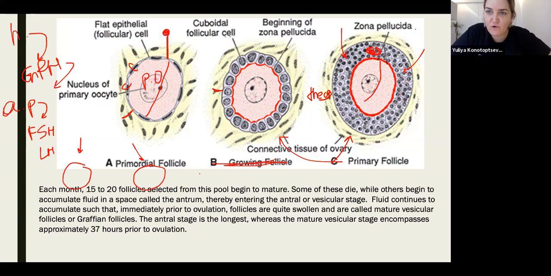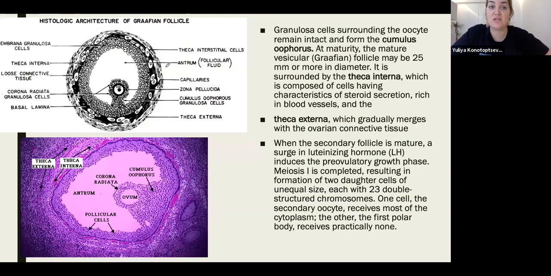Okay, so secondary follicle will have just a little tiny space right here that is surrounded by the granulosa cells. Last class, I told you that 15 to 20 of the follicles are the chosen ones. 15 to 20 can reach the secondary follicle stage, but only one of them is going to reach the final stage, which is the tertiary follicle. So let's take a look. What do we see in the tertiary follicle?